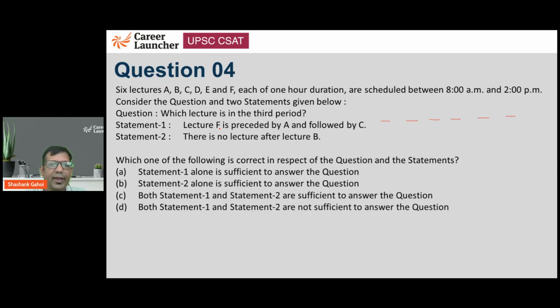The first statement says F is preceded by A and followed by C.